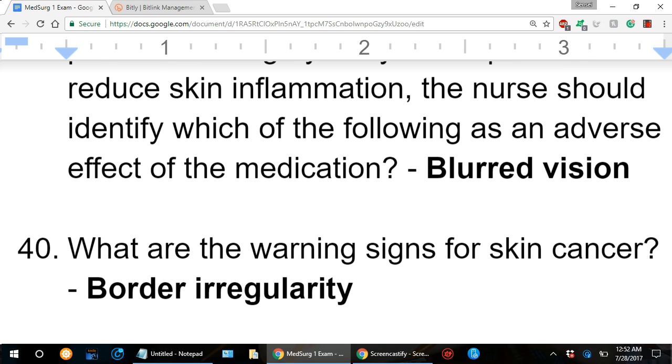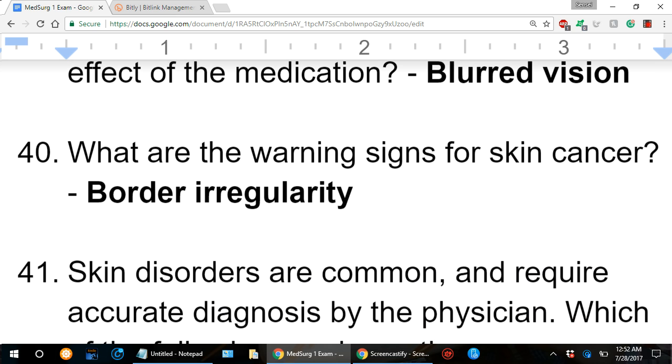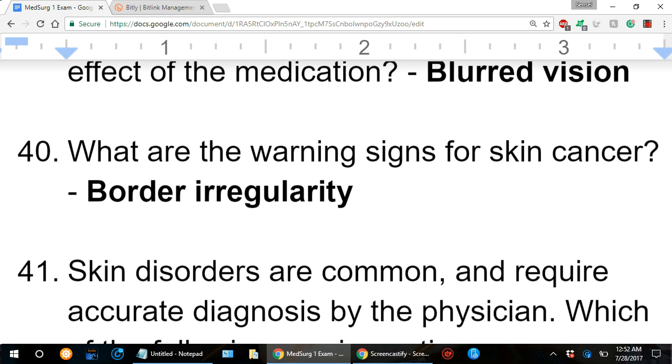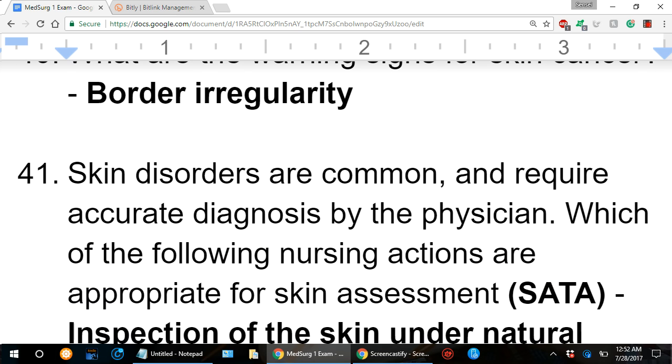What are the warning signs for skin cancer? The answer is border irregularity.